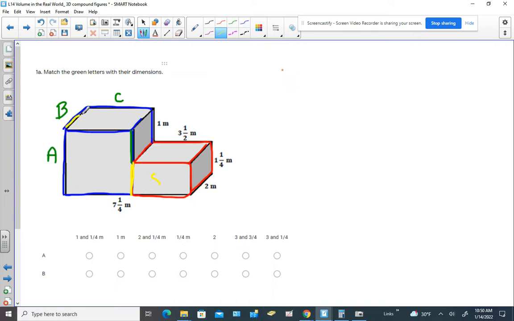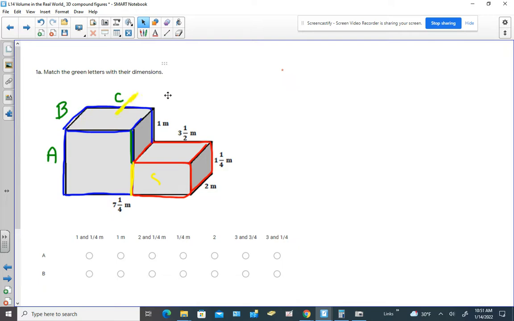If we look at B, the length of this line right here, where do you look to figure that out? Well, opposite sides of a rectangular prism would be congruent. So that means that this would be the same, this would be the same, this would be the same, and this would be the same. So look at the dimension there. They're telling you that that's 2 meters. That means that this is 2 meters, this is 2 meters, this is 2 meters, and B is 2 meters. So select 2 for B.